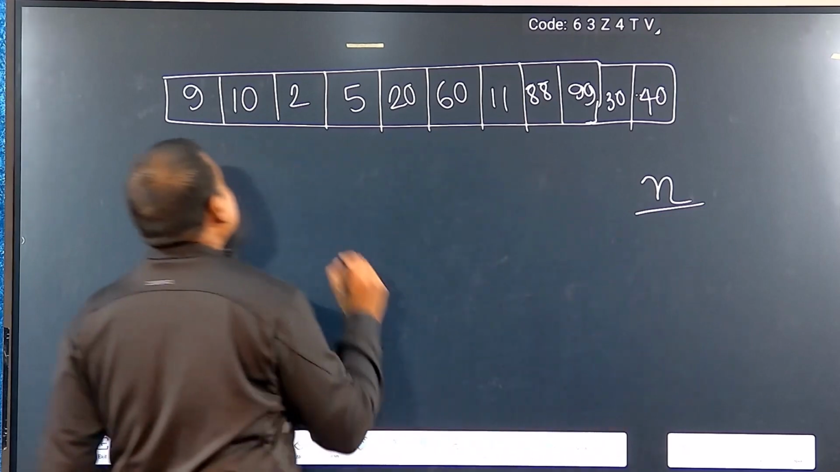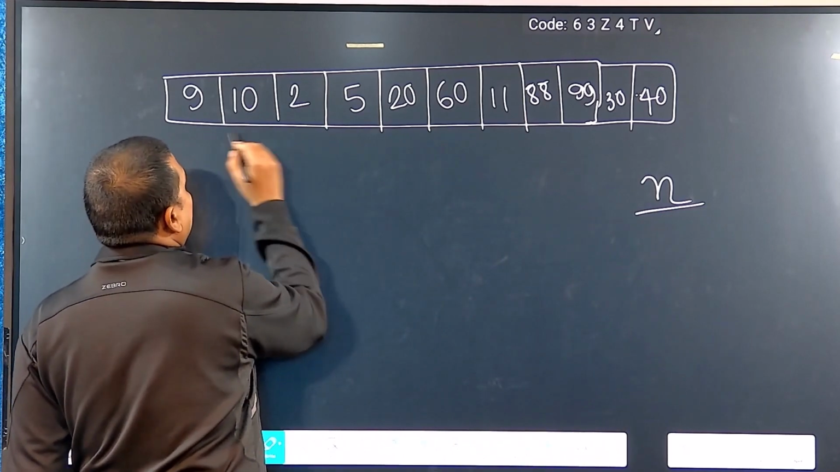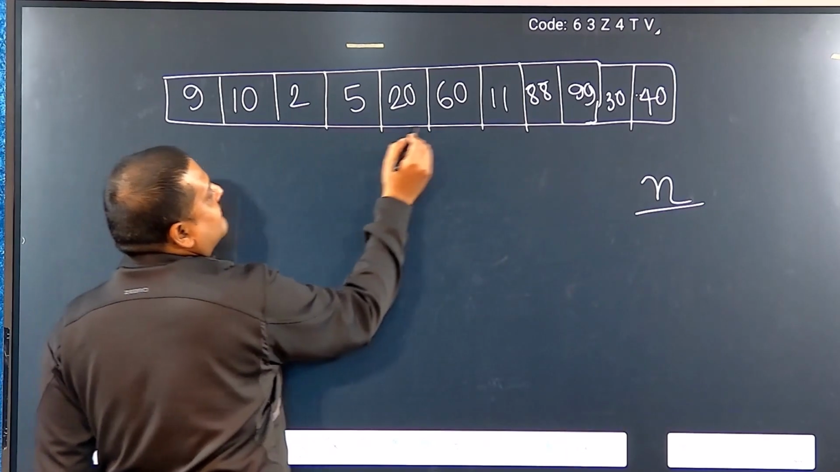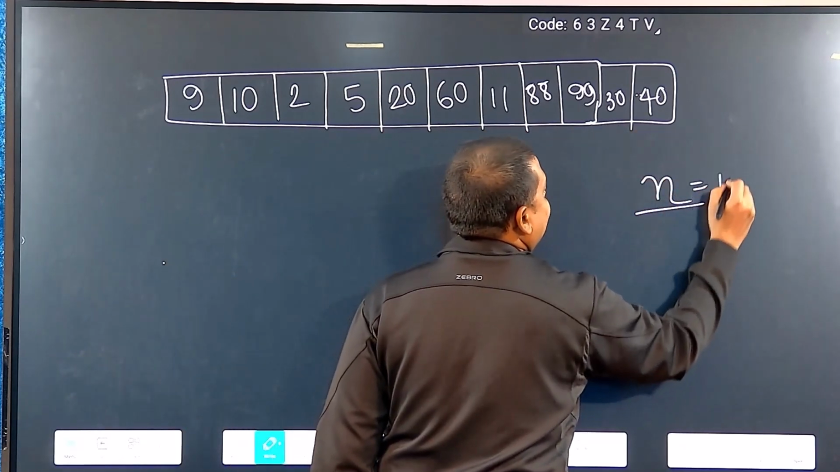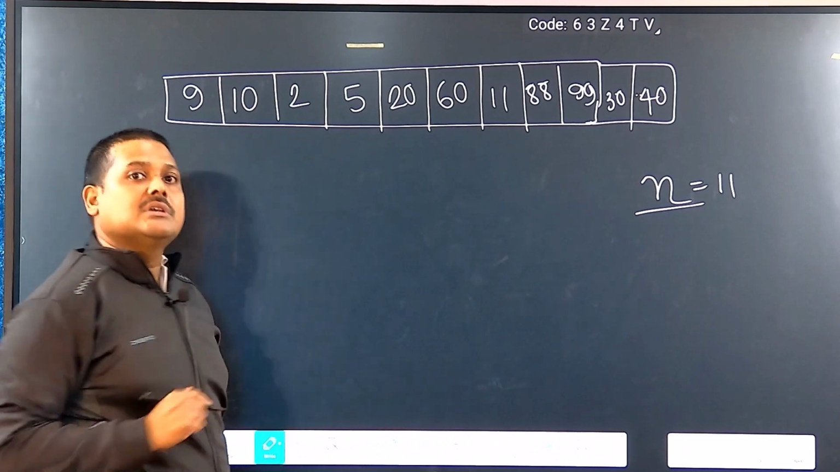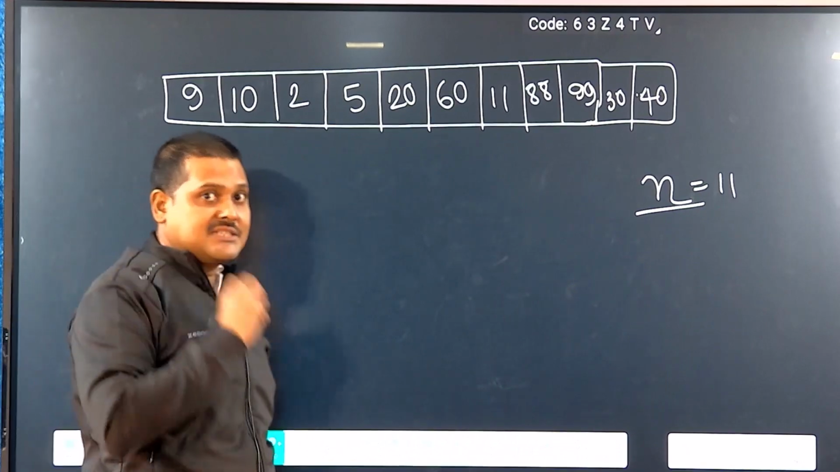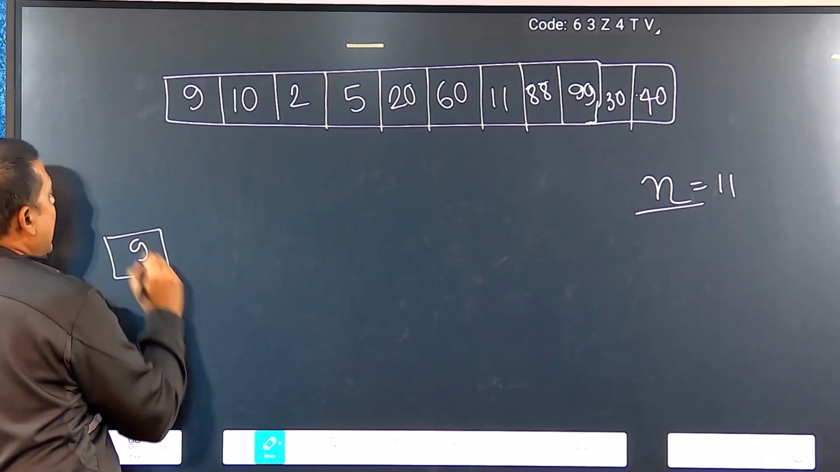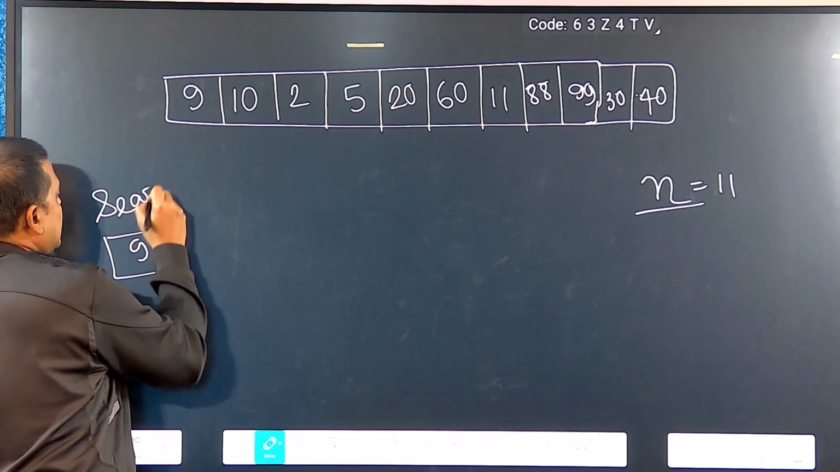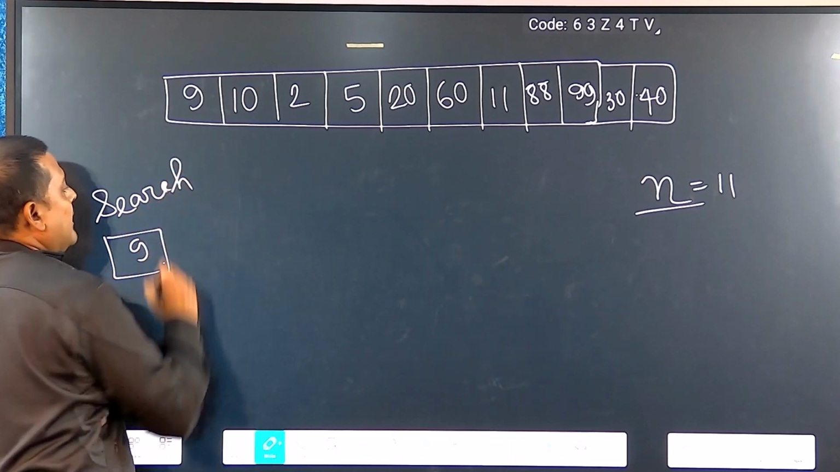Here, how many elements are there? 1, 2, 3, 4, 5, 6, 7, 8, 9, 10, 11. So, here n is 11. Now, I want to search some element, say for example, I want to search 9. This element we are trying to search, we are going for search.